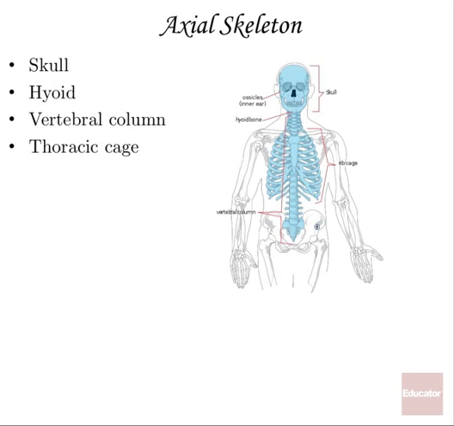So of course that includes the skull, all the bones involved with that, the hyoid bone, one of the ones most people don't know about right here, the vertebral column, also known as the spine, and the thoracic cage, also known as the rib cage.